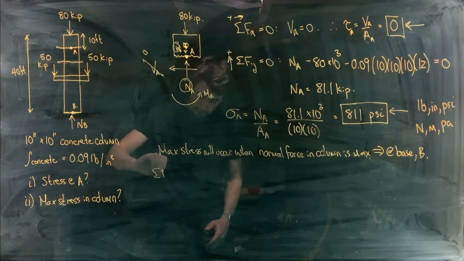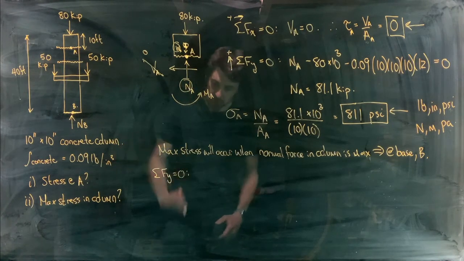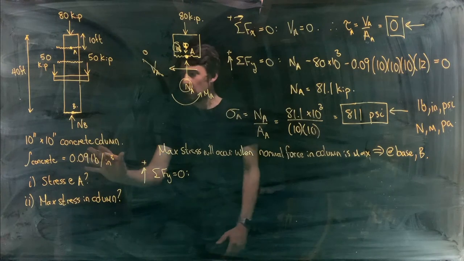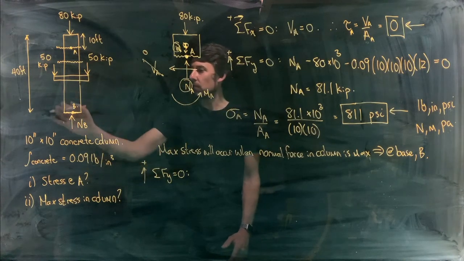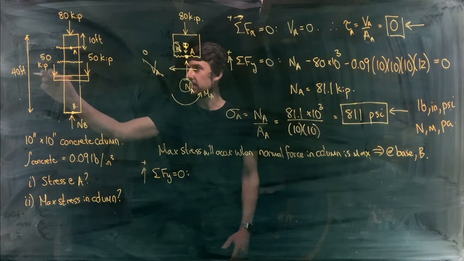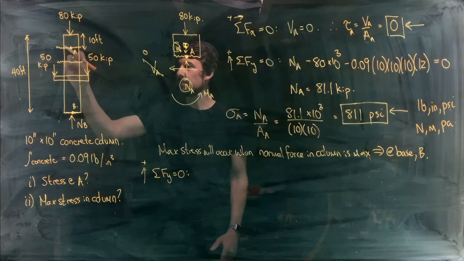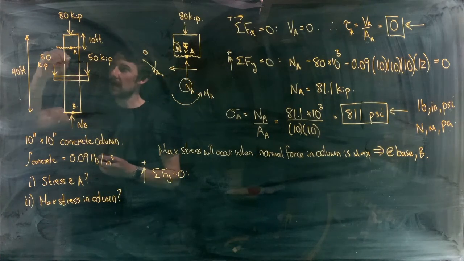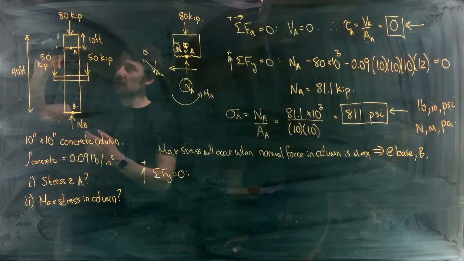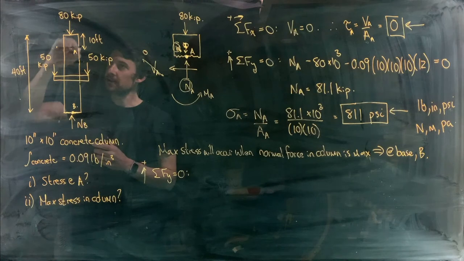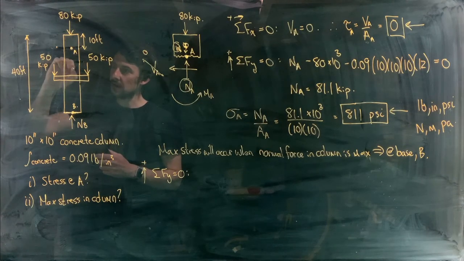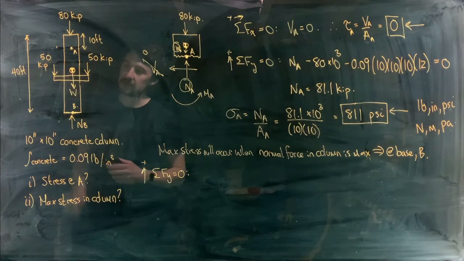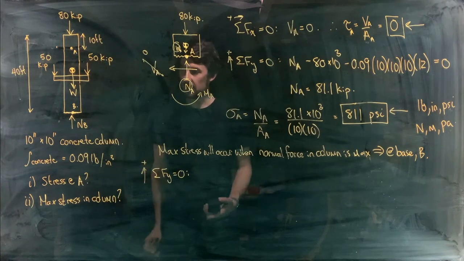So the sum of the forces in the y direction has to be equal to zero. All right, we've got what? NB has to be equal to 50 plus 50 plus 80 plus the weight of this entire column acting downwards. So now we've got rid of that section cut there. There's our point A, and here's the approximate center of the whole column there. And this is just W for the weight of the entire column.